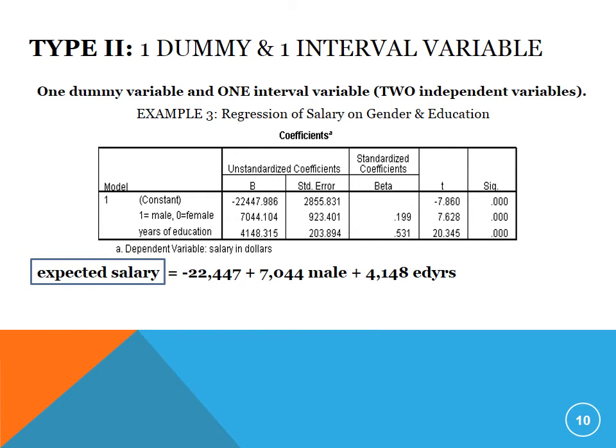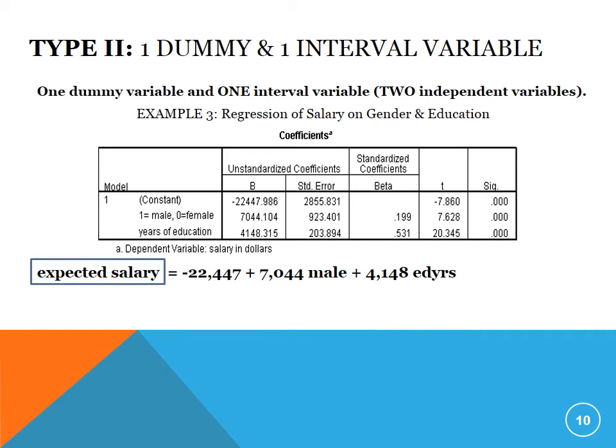In type 2, we have a dummy variable, just one, and we have an interval level variable. In this output, our independent variables are gender and years of education, your educational attainment. Gender is our dummy variable, and years of education is our interval level variable, right? Because we can have 12 years of education, we can have 20 years of education, we can have 3 years of education, and so on.